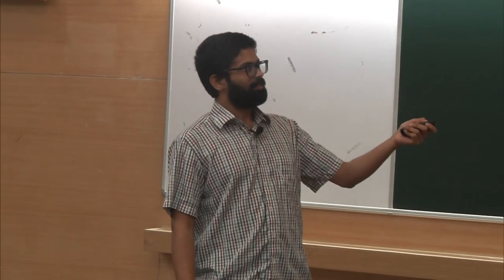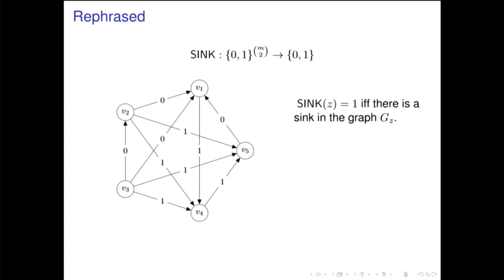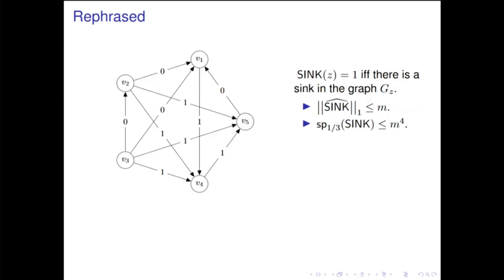So the definition is this. If there's a sink in this graph, then we output 1. If there's no sink, then we output 0. And we know, because this is the same function as the function we saw earlier, that this is basically a sum of m subcubes. The subcube where v1 is a sink, the subcube where v2 is a sink, and so on. They're all disjoint because vi and vj cannot both be sinks. There's an edge between them. So the spectral norm of sink is at most m.